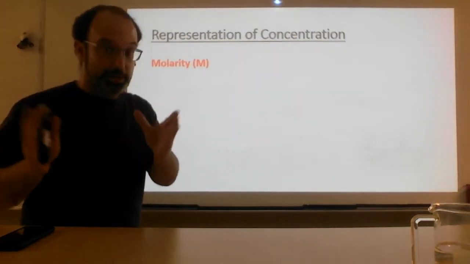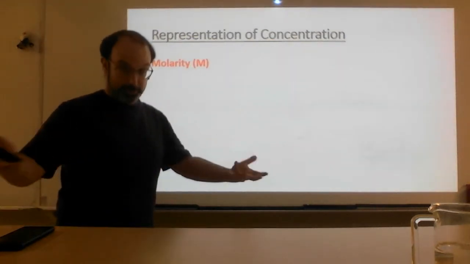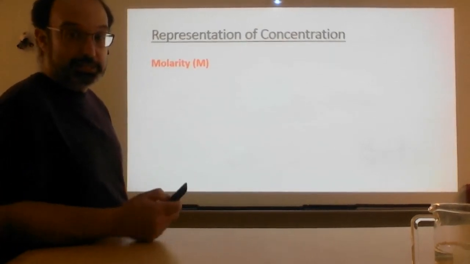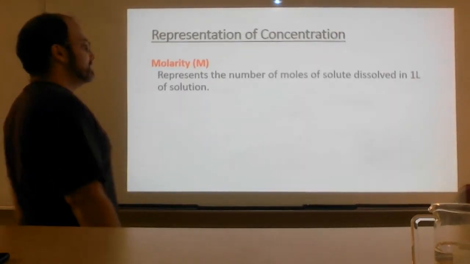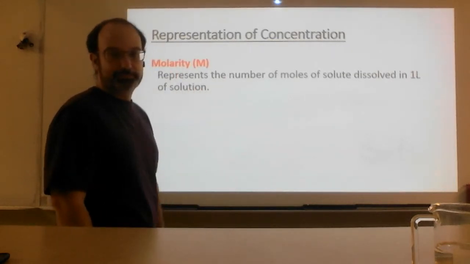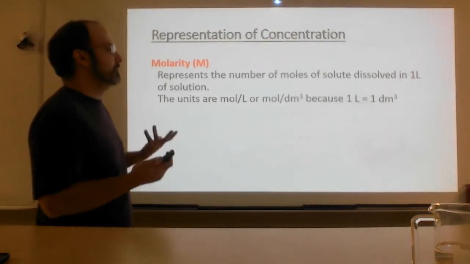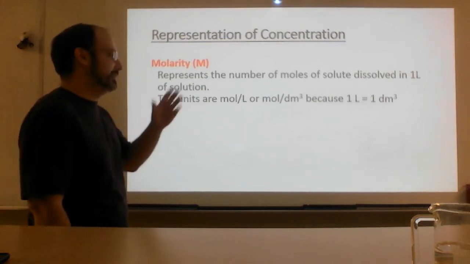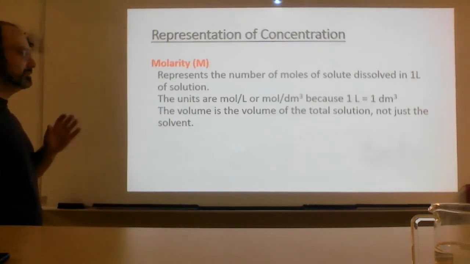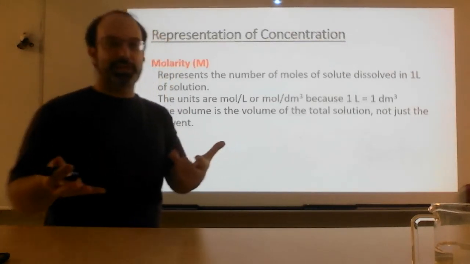Okay. Molarity has mole in the first part of it, MOL. Molarity involves the mole because it's chemistry. It's been a while since we saw the mole in any great detail. Let's take a look at what we got. It represents the number of moles of solute in 1 liter of solution. The units are moles per liter, or moles per decimeter cubed, because 1 liter is 1 decimeter cubed. Don't worry about that. It's moles per liter. Nobody cares about that other part. The volume is the volume of the total solution, not just the solvent. That'll be important if we mix two liquids together. What I'm basically saying is everything in the beaker.